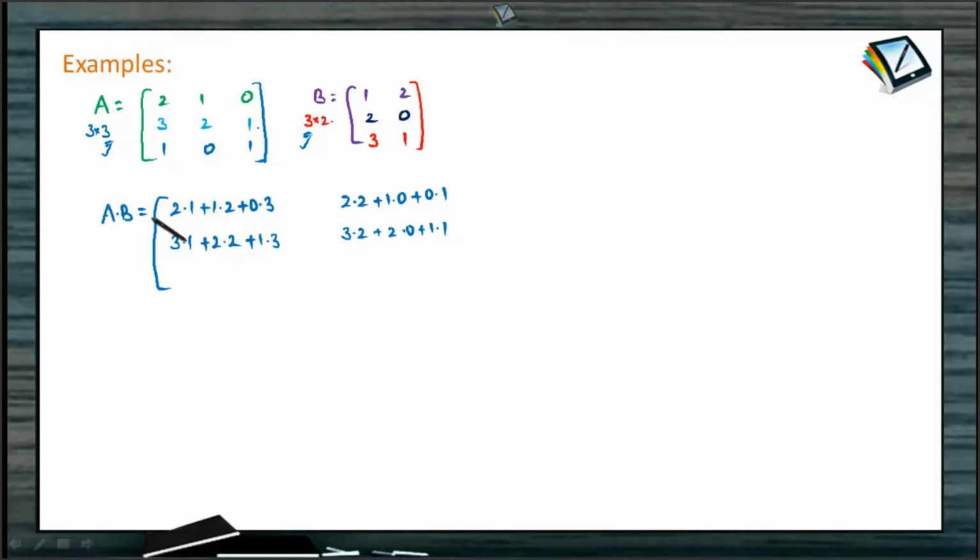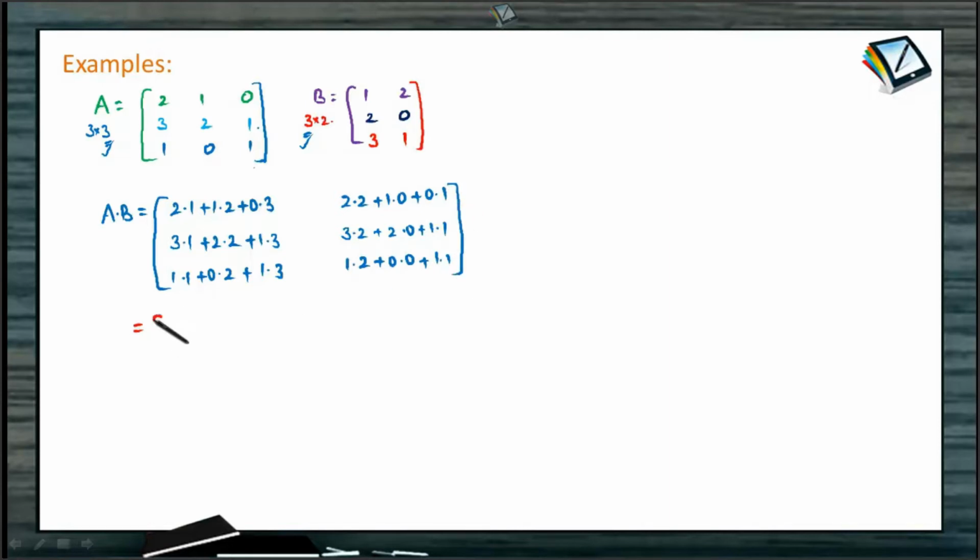Next, how will be the third row of first column entry of the product? It would be the third row of A multiplied with the first column of B. That would be 1 into 1 plus 0 into 2 plus 1 into 3. Similarly, how will be the third row, second column of the product? It would be third row of A multiplied with the second column of B. 1 into 2 plus 0 into 0 plus 1 into 1.